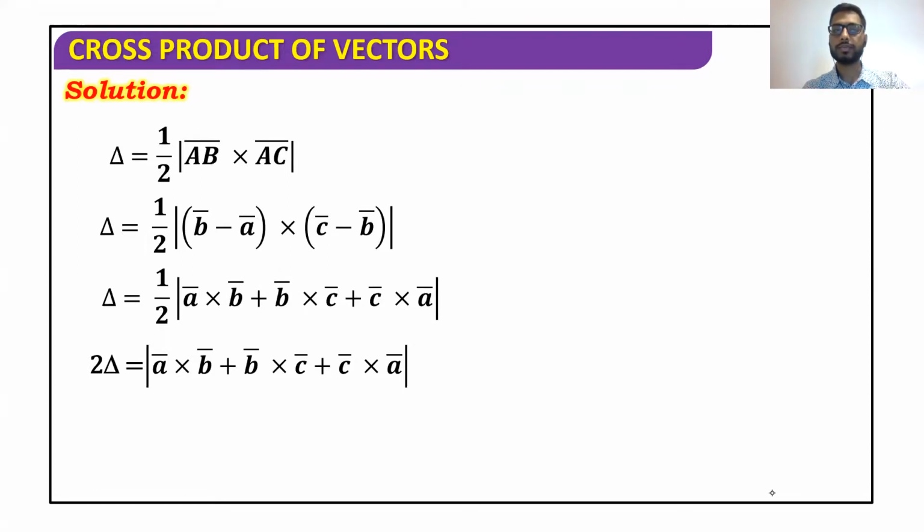Therefore, I can say that area of a triangle is equal to half of A cross B plus B cross C plus C cross A, or the value of the term A cross B plus B cross C plus C cross A is 2 times area of my triangle.